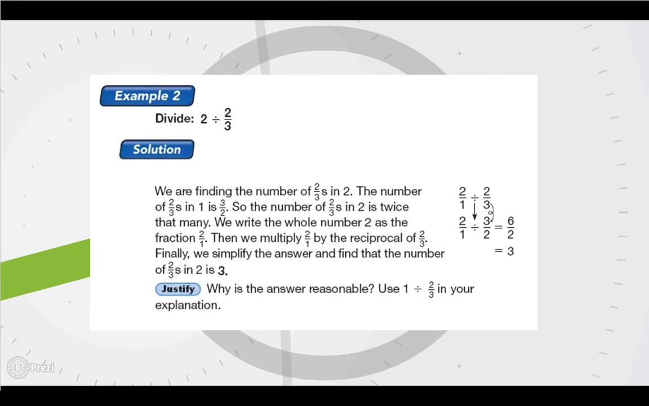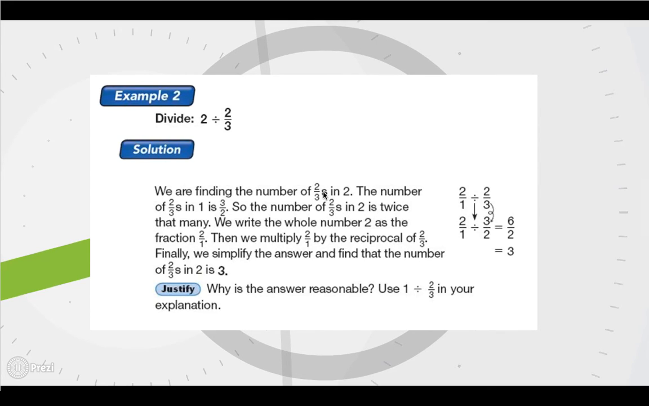So if we're going to divide 2 by 2/3, what we have to do is first we're going to times it by the reciprocal, but we need to create this into a fraction. So it's 2/1, right? Because any whole number over 1 is itself. So 2 becomes 2/1, and then we're going to times it by the reciprocal.